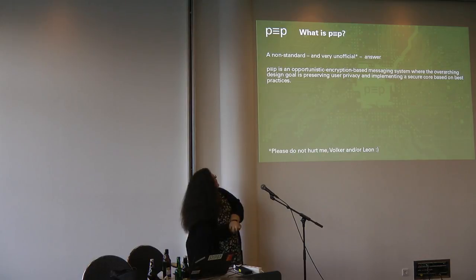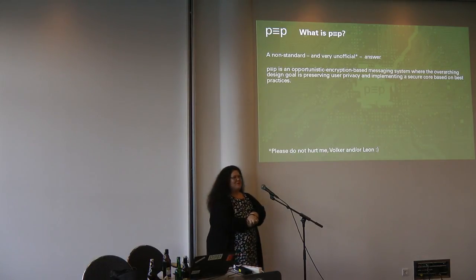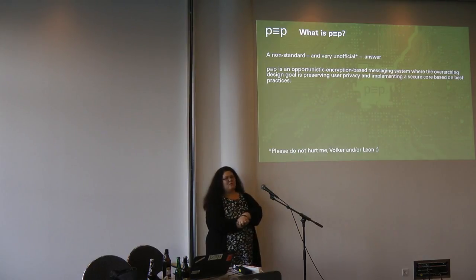PEP is an opportunistic encryption-based messaging system. That means that we want to be able to make it possible for you to send messages back and forth and encrypt them when it's possible and wherever it's possible.